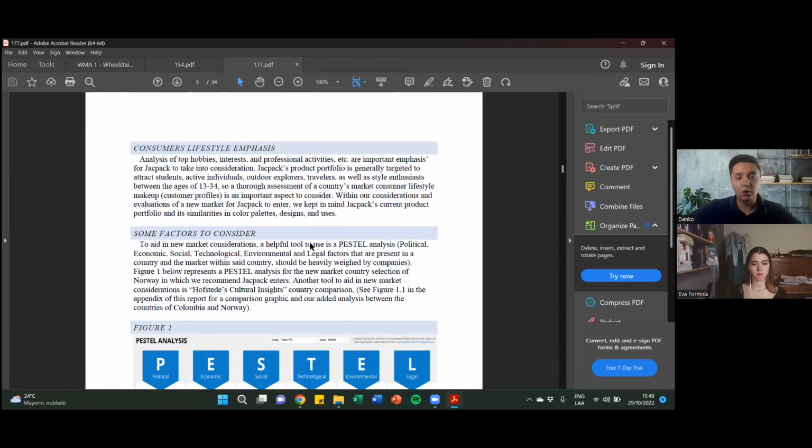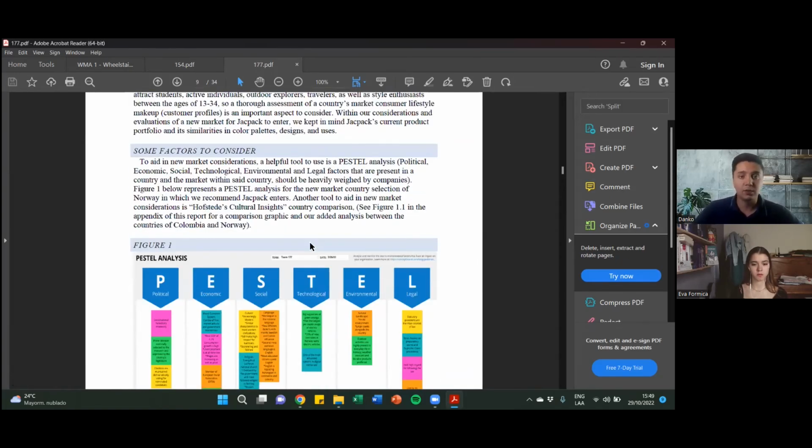You do not have to go crazy with the colors and everything. You just have to focus on making your report easy to read, easy to follow, and appealing if it's possible, of course.